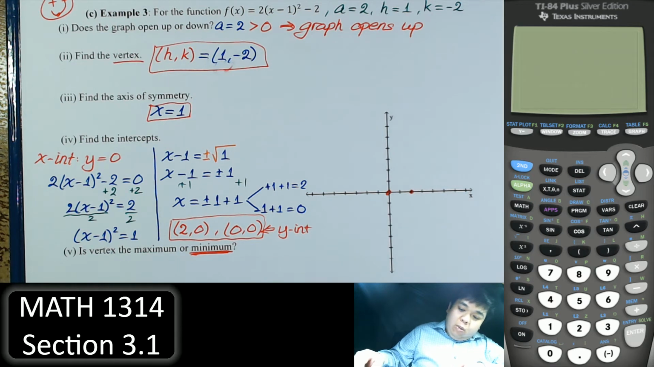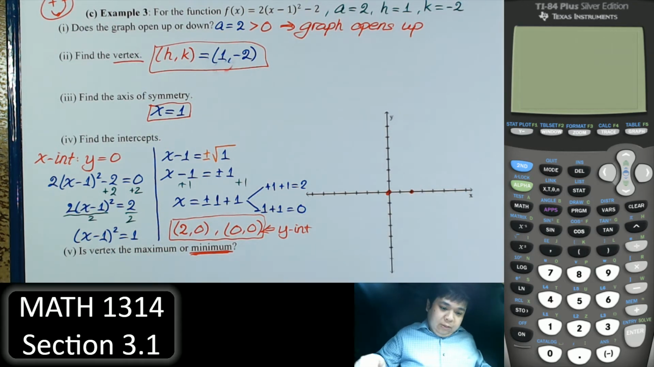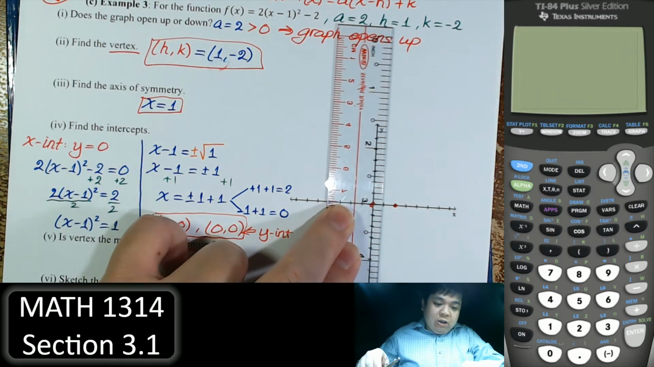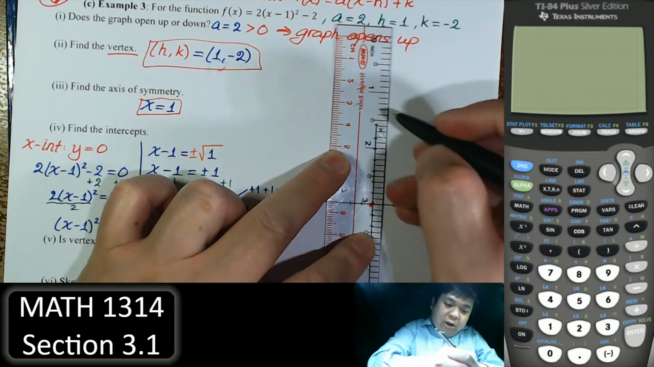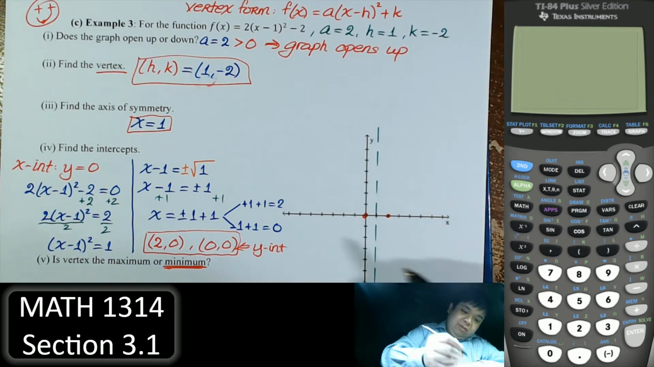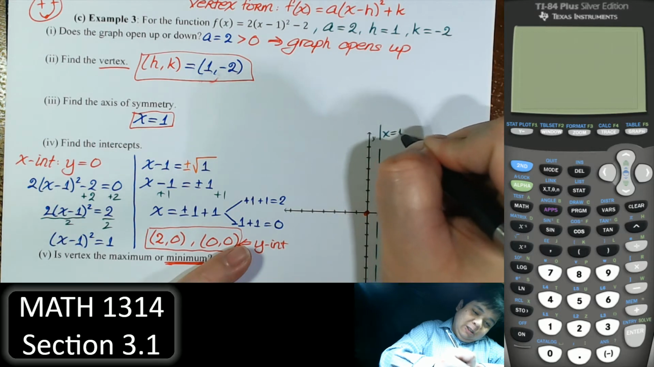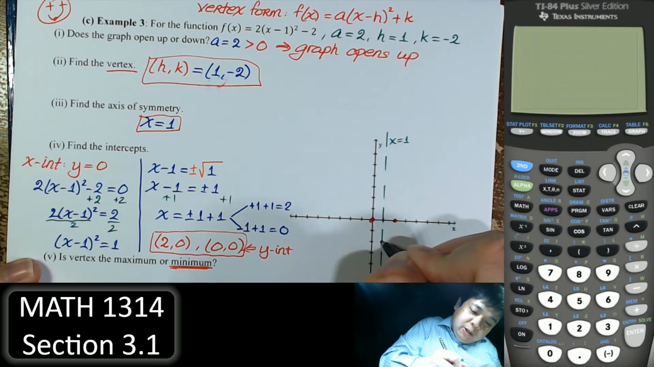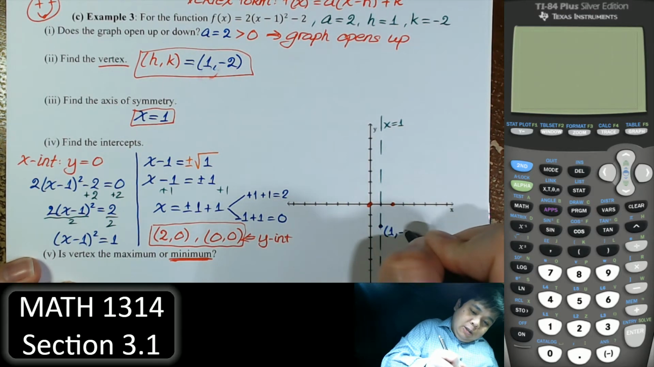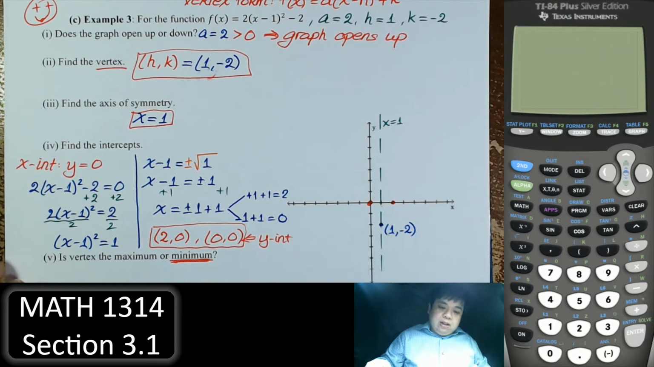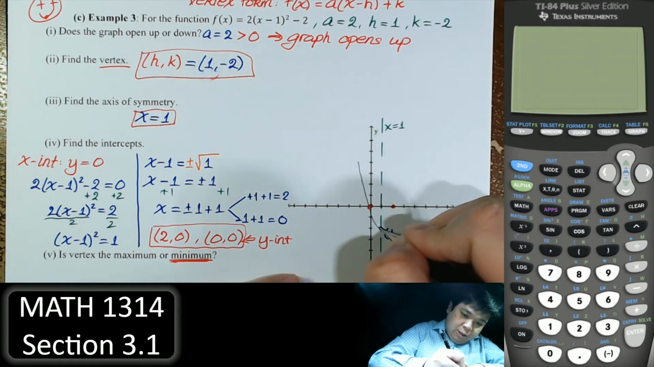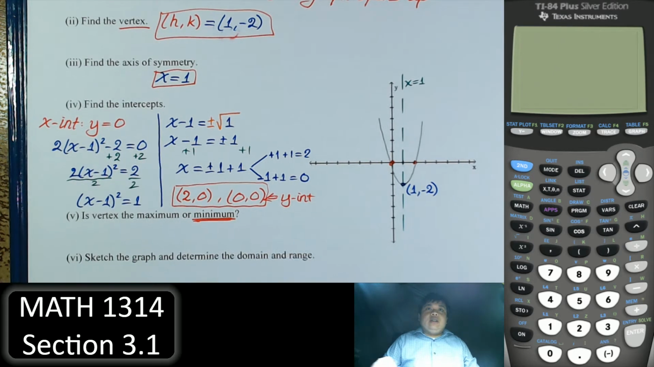The vertex is (1, -2). Axis of symmetry, x equal to 1, so the vertical line x = 1. The reason I draw the dashed line here is because that's not part of the graph. And at -2, so that's the vertex, and the graph opens up. So that is the parabola.